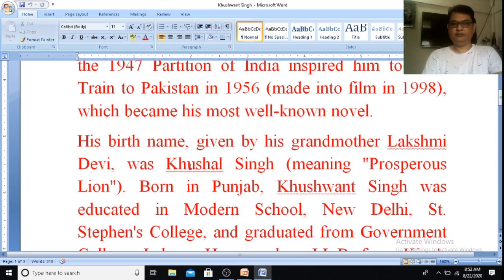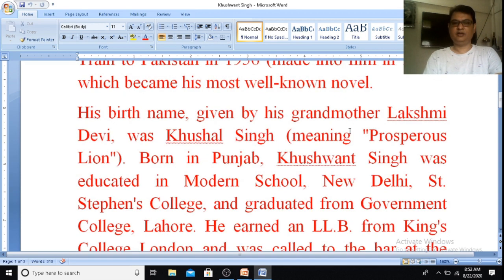His birth name was Khushal Singh. In English, it means prosperous lion, and that name was actually given to him by his grandmother Lakshmi Devi. Now, this name Lakshmi Devi is very important here. Actually, our author will be talking about his grandmother Lakshmi Devi in this particular piece.